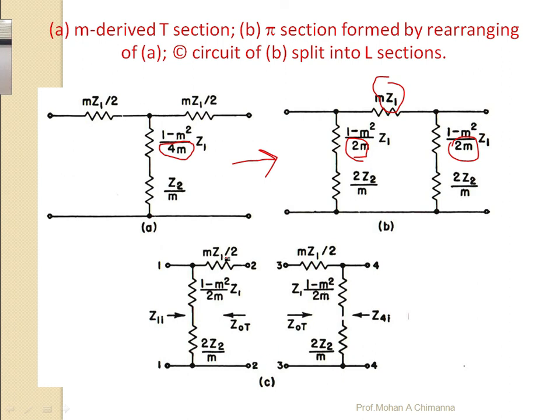Then the terminating half section is shown here: mz1 by 2 and mz1 by 2, and all the remaining parts should be the same, (1 minus m square) upon 2m z1 and 2z2 upon m, and here is (1 minus m square) upon 2m into z1 and 2z2 upon m. In this way, we have seen the constant K type of filter and the M derived filter in T section, pi section and terminating half section.